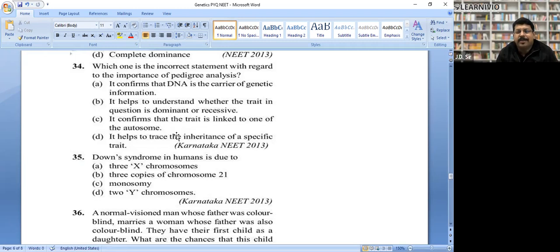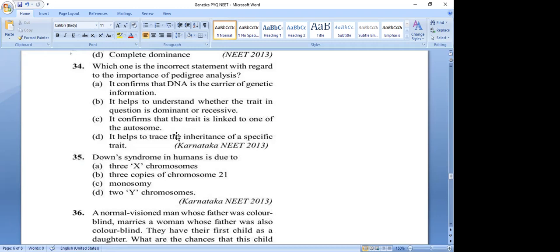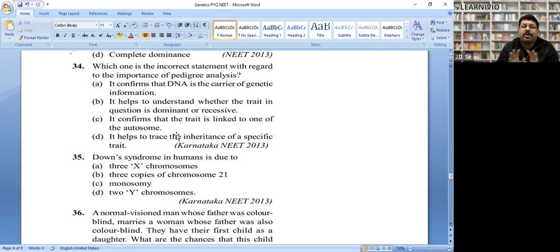In Mendelian genetics, we do not know about the DNA. So option A. Leave the DNA. Even meiosis and mitosis were not known during Mendelian time, right? We don't have any idea about them. We do not incorporate meiosis and mitosis. Keep the gene apart, right? DNA was not discovered at that time. Okay.